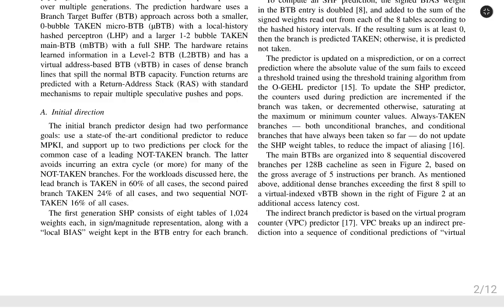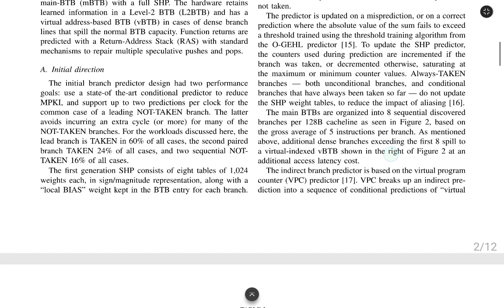The initial branch predictor design has two performance goals: use a state-of-the-art conditional predictor to reduce MPKI, and support up to two predictions per clock for the common case of a leading not-taken branch, the latter avoiding incurring an extra cycle for many of the not-taken branches. For the workloads discussed here, the lead branch is taken in 15% of all cases. The second pair branch is taken in 24% of all cases, and two additional sequential not-taken branches in 16% of all cases.